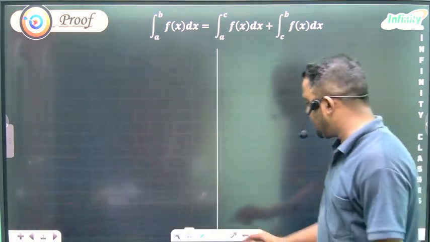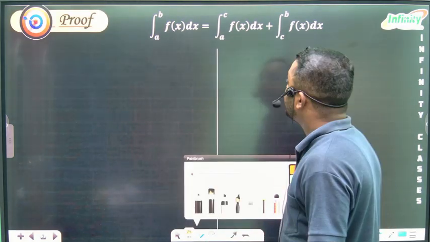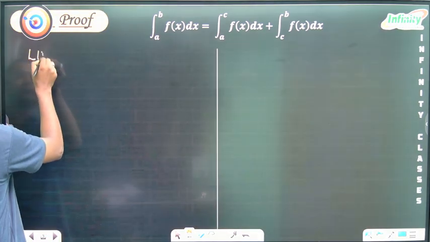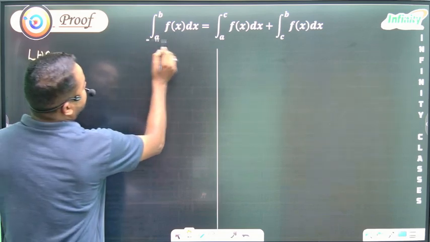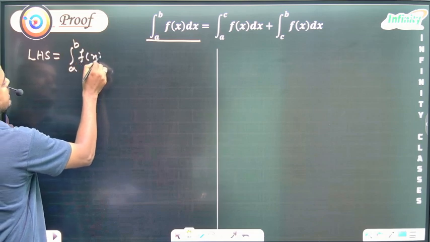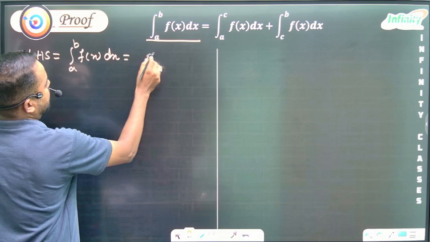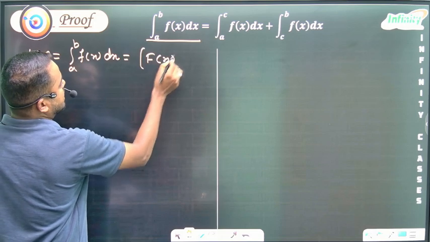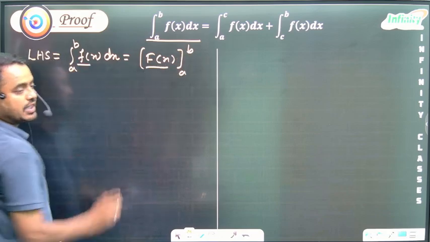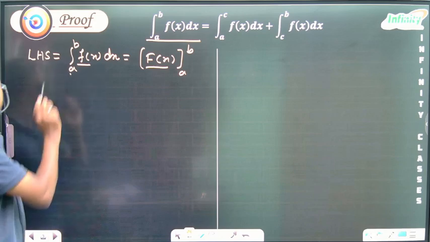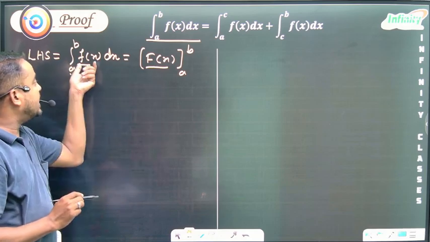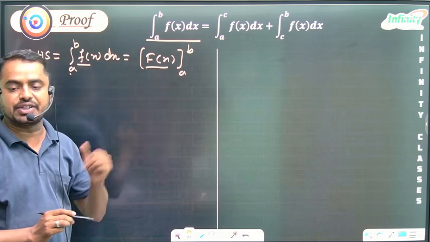For the proof, we will take two parts. Here we will take the left hand side part, that is LHS, which is integration of a to b f of x dx is equal to capital F of x between the limits a to b. Here integration of f of x is capital F of x, and the lower limit is a and the upper limit is b.